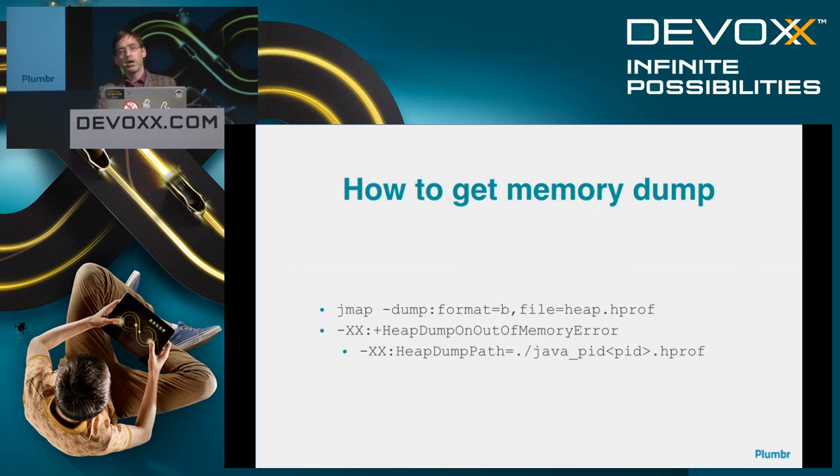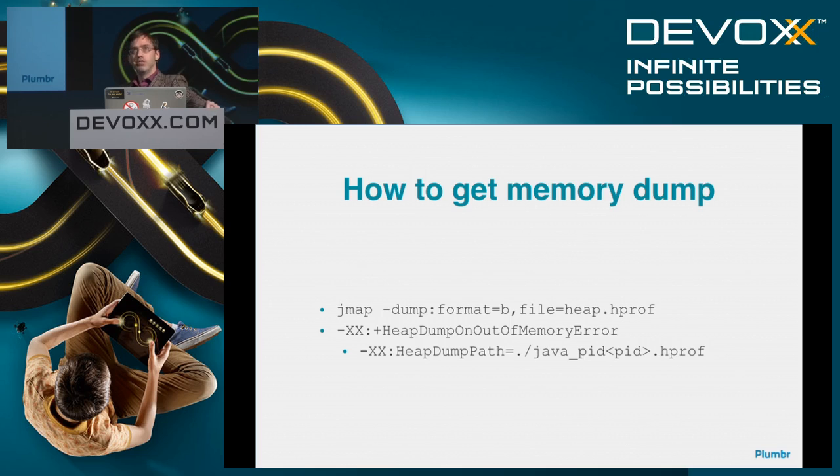The other option for getting a heap dump is to add one more parameter to your command line, HeapDumpOnOutOfMemoryError. In this case, whenever your JVM throws an OutOfMemoryError, it will create a heap dump. And again, that's the second option that should always be on in your production system.